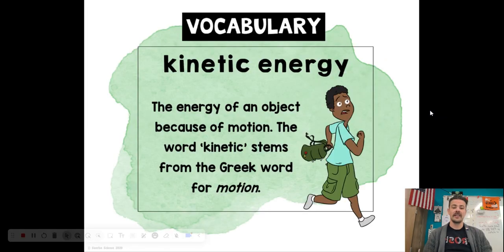Our vocabulary today is going to be kinetic energy, the energy of an object because of motion. The word kinetic stems from the Greek word for motion.